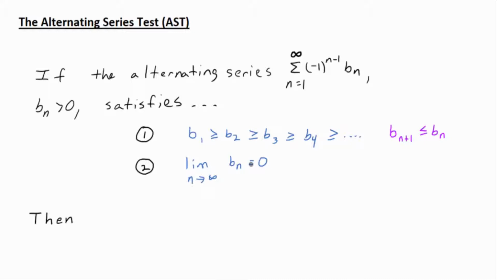After you get past a certain value, it shouldn't oscillate. If it didn't decrease from b_1 to b_2, that's fine, but eventually you'd want it to start decreasing. So if those two conditions are satisfied, then the alternating series converges. That's the alternating series test. It's actually one of the easier tests to use.